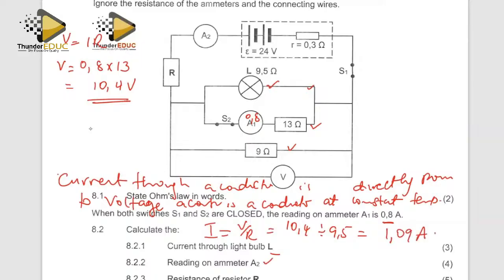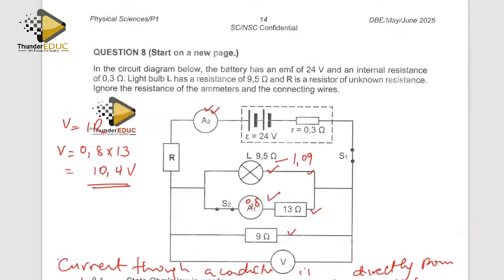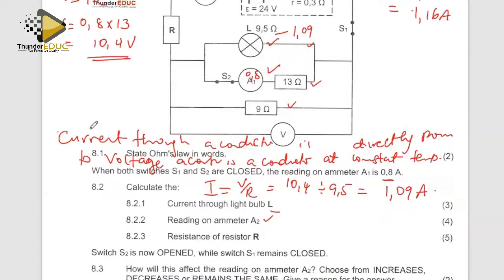must give me 1.09 amps. They want the reading of A2, so A2 is the total current through the circuit. So I have the current here as 1.09, and the current as 0.8. I need to find the current here. Still the voltage is the same even for the 9. So I'm not saying the voltage, I'm saying the current in the 9. The current in 9 is gonna be 10.4 over the resistance, which is 9, and that gives me 1.16 amps, meaning that the total current should be 1.16 plus 1.09 plus the 0.8. And this must give us 3.05 amps.